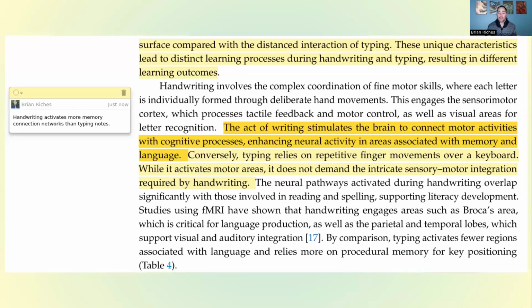So again, here is an example of that paragraph talking about handwriting versus typing. It's just an example of all of the points in the paper, but this whole section is really just talking about how memory networks are more connected when handwriting than typing notes. So this is my note on essentially this whole paragraph as an example.